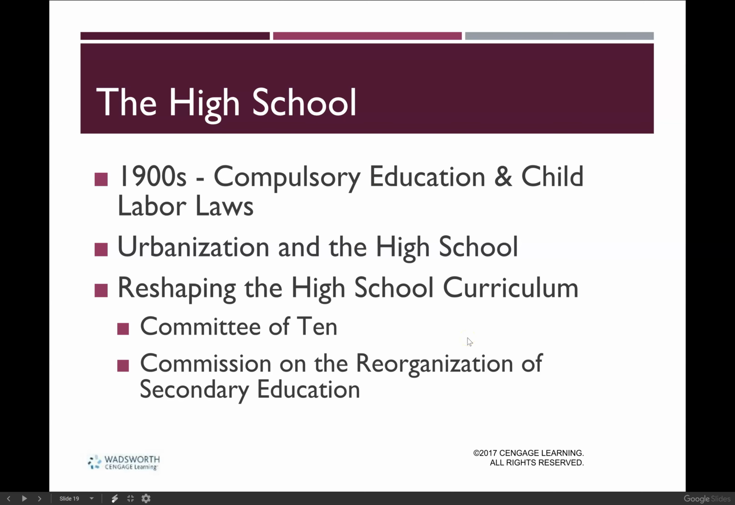Urbanization: cities started to develop, right? People started flocking to certain areas where the job opportunities were, and so one-room schoolhouses weren't cutting it anymore. We had to separate the elementary from the high school, and the high school had to have its own curriculum. There were two groups, the Committee of 10 and the Commission on the Reorganization of Secondary Education, that worked to shape what the high school curriculum would look like.